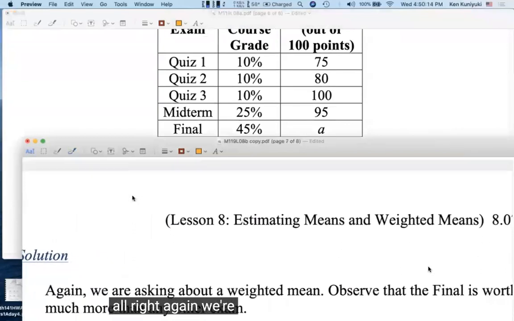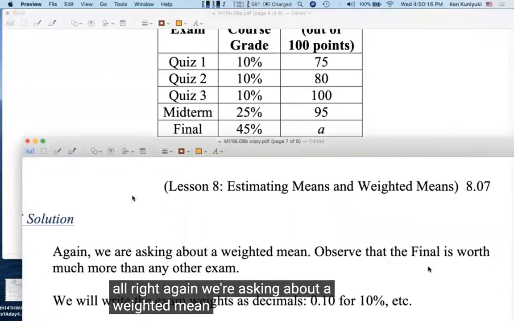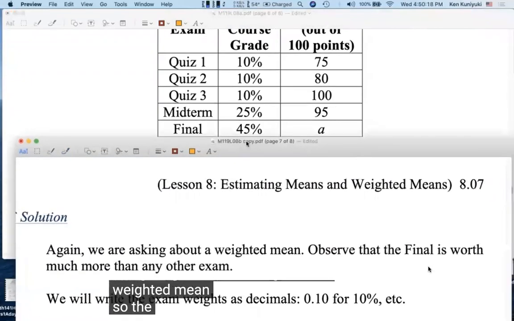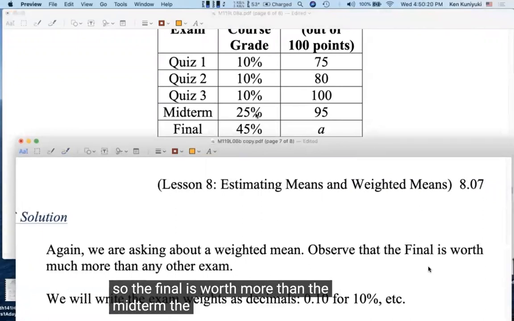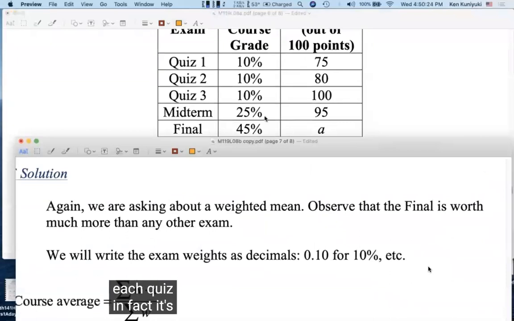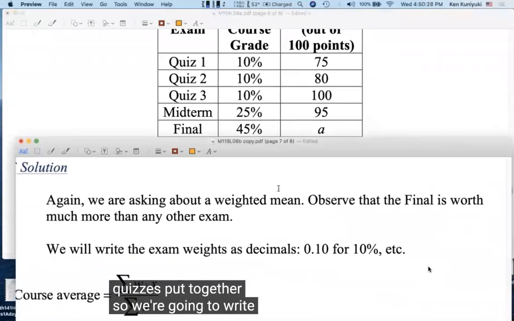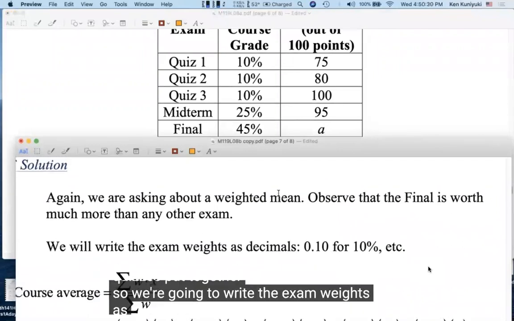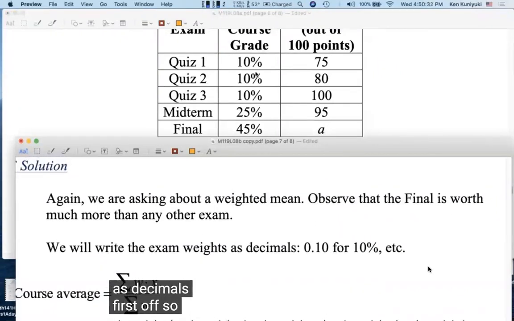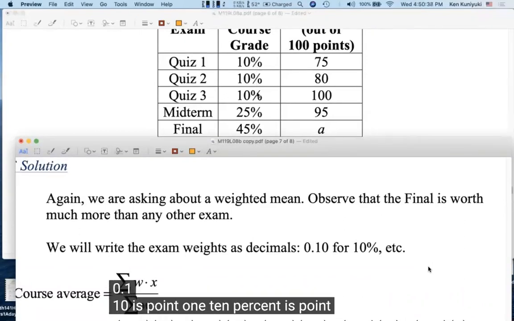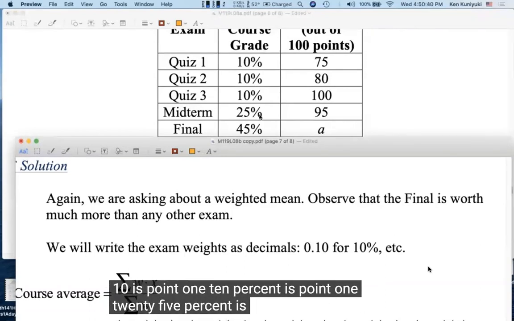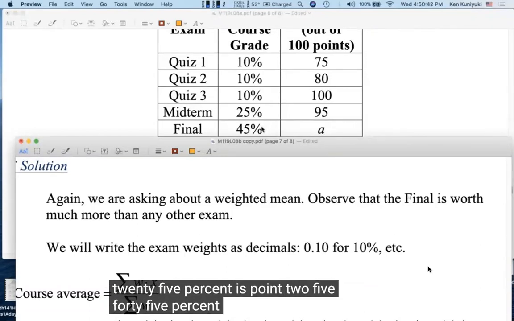All right, again, we're asking about a weighted mean. So the final is worth more than the midterm is worth more than each quiz. In fact, it's worth about all 3 quizzes put together. So we're going to write the exam weights as decimals first off. So 10% is 0.10 or just 0.1. 10% is 0.1, 10% is 0.1, 25% is 0.25, 45% is 0.45.